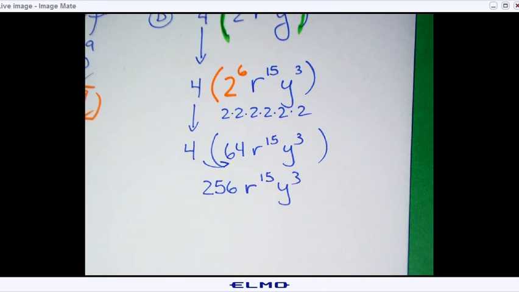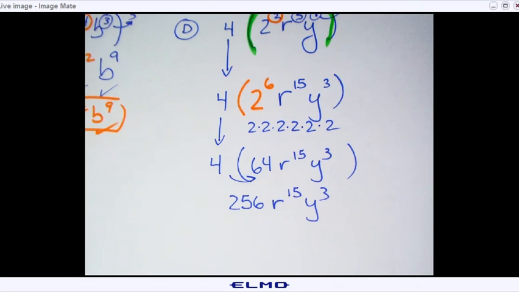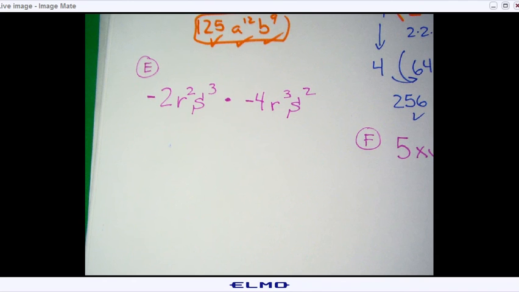All right? You see your mistakes? Right there. Let me go ahead and pause it because remember, you can't touch that 4 because it's outside the parentheses.